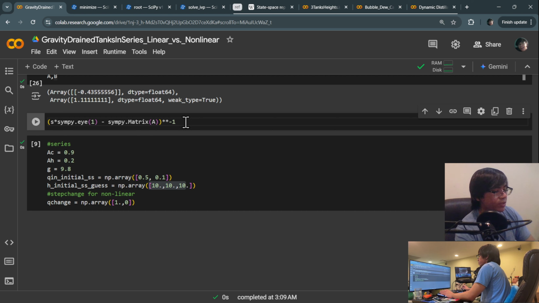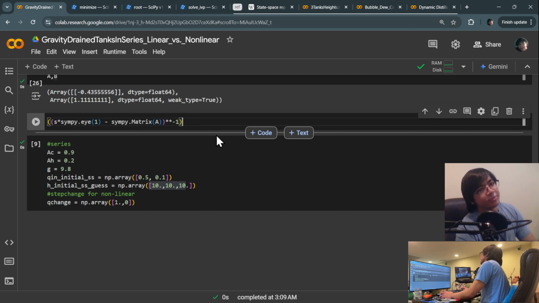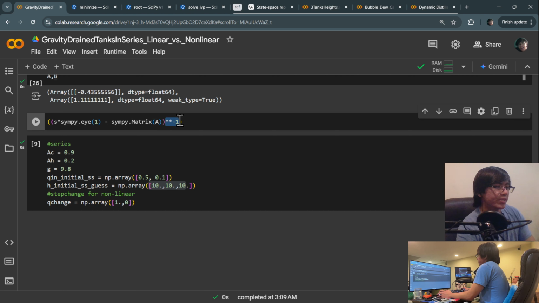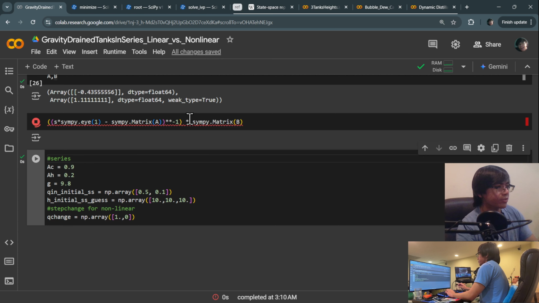So reciprocal, again, denoted with, it's pretty similar to how we normally do it. Actually, yeah, the power of -1. Yeah, that's normally how you do it in algebra too. So the Sympy syntax you need is 2 asterisks, so a power to -1. Then we multiply by B. So again, we do another Sympy matrix of B. And that's our transfer function.